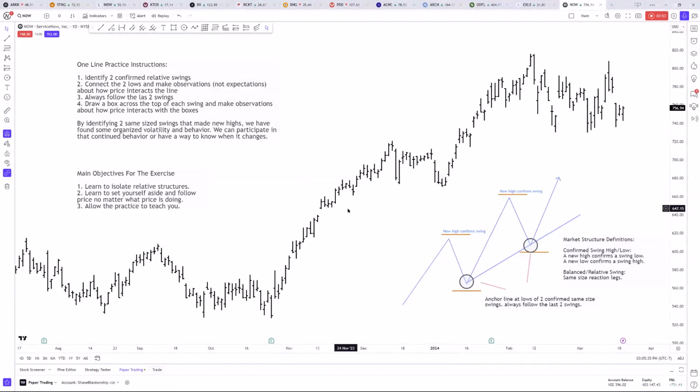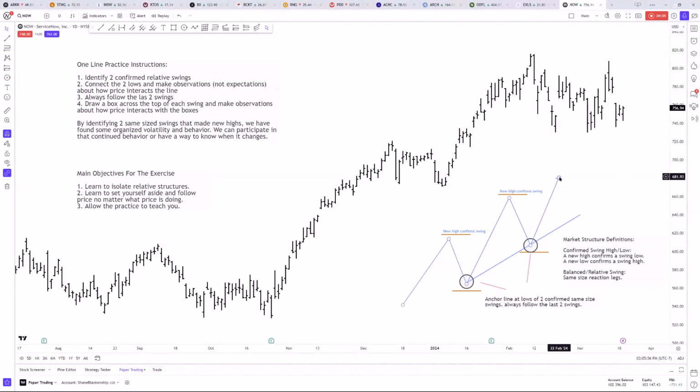All right, so the practice is pretty easy. Identify two confirmed swings. 1, 2. Basically, it has to make two highs. Once you do that, you just connect the bottoms. And then you follow price.